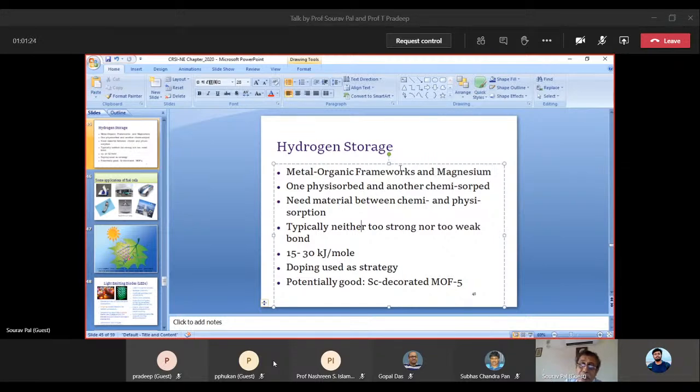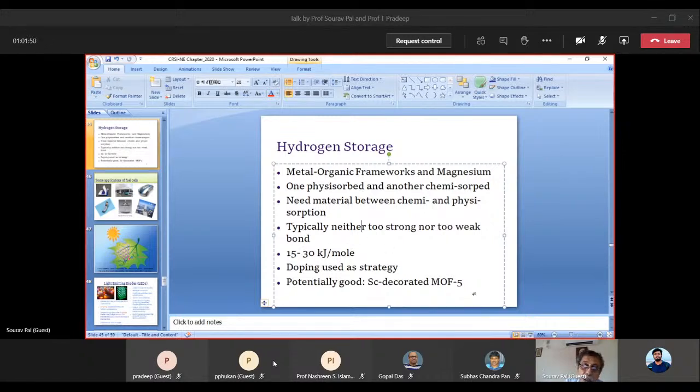The problem that we looked at is that both of them individually are very bad, because this is a physisorbed system, so hydrogen would be hardly absorbed. This is a chemisorbed system, so hydrogen would be absorbed so strongly that the dehydrogenation will become a very big issue. So one needs a material which is between chemisorption and physisorption. So typically, not too strong, not too weak.